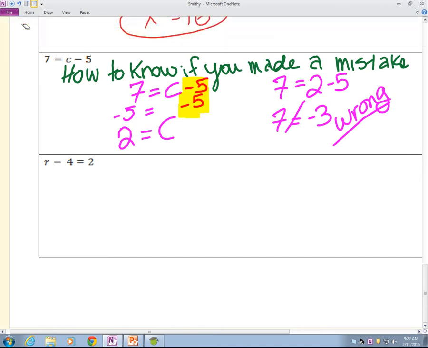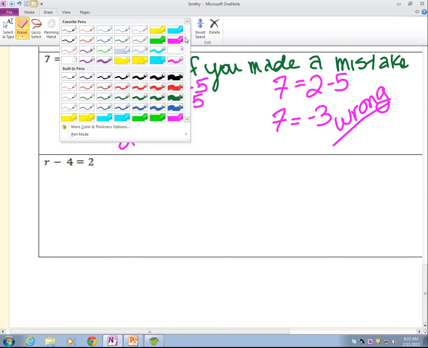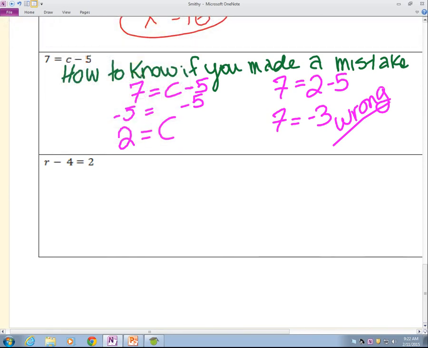That whole thing is wrong. That whole thing is wrong. Because 7 does not equal negative 3, nor will it ever be negative 3.